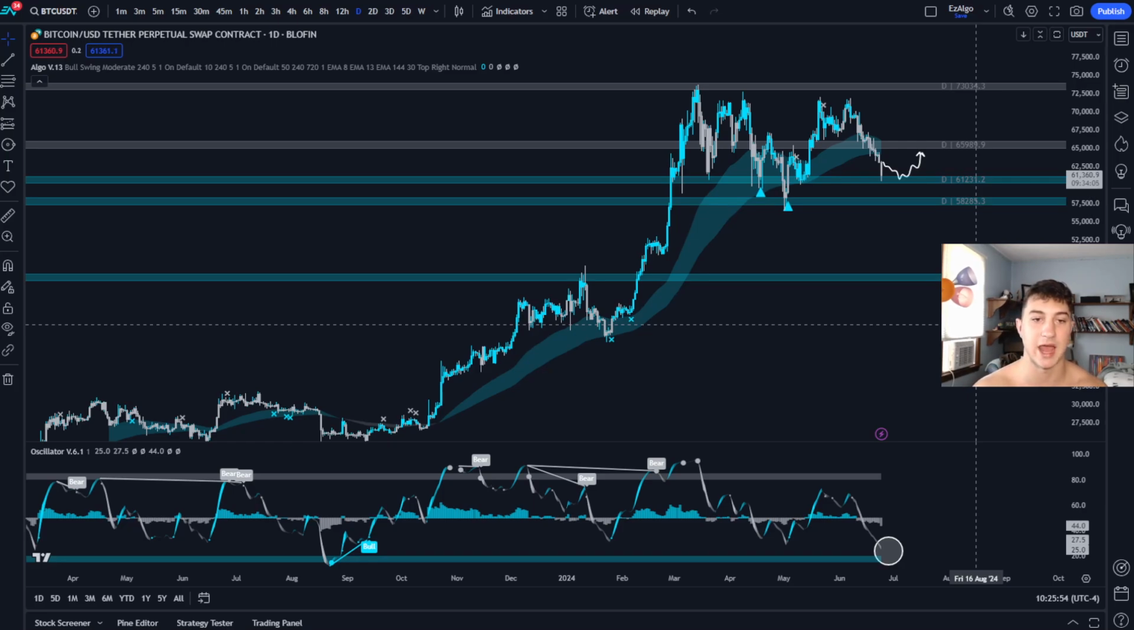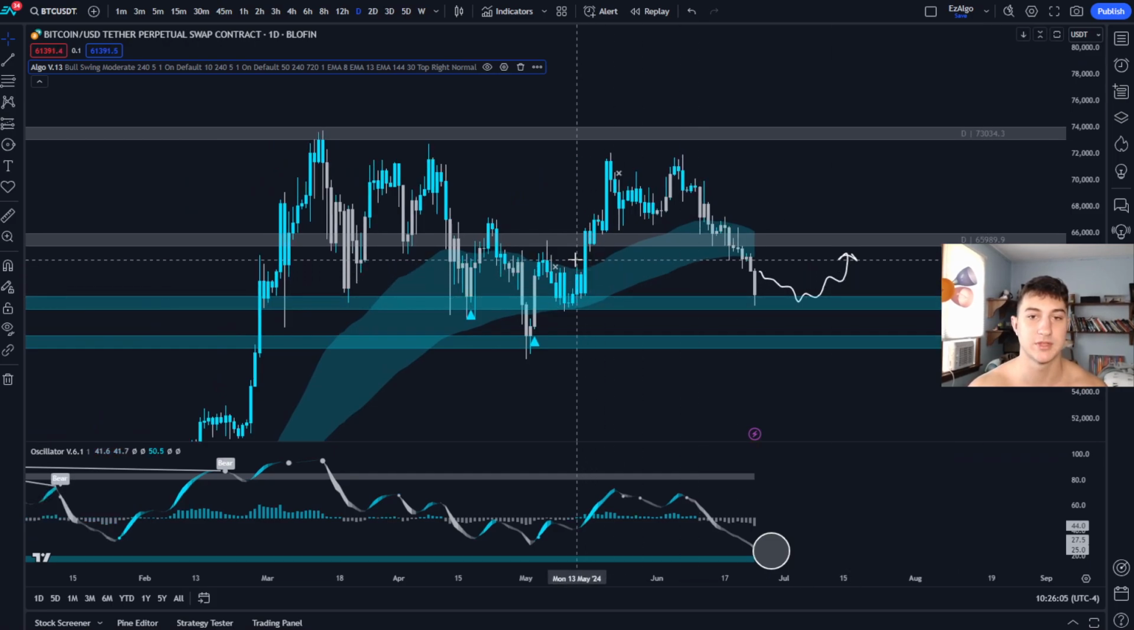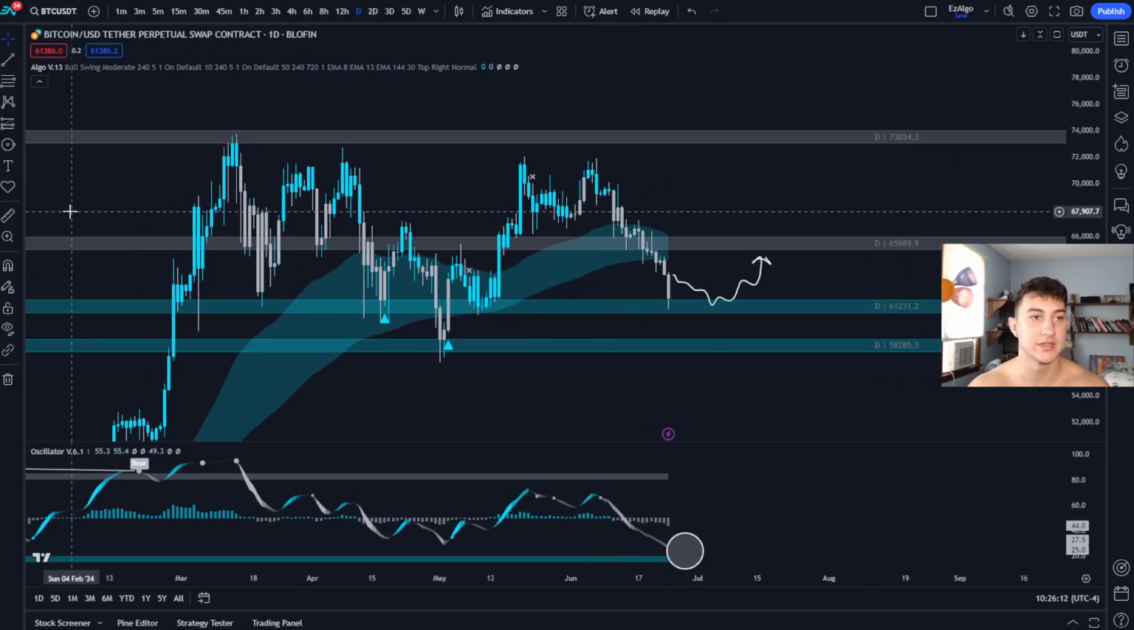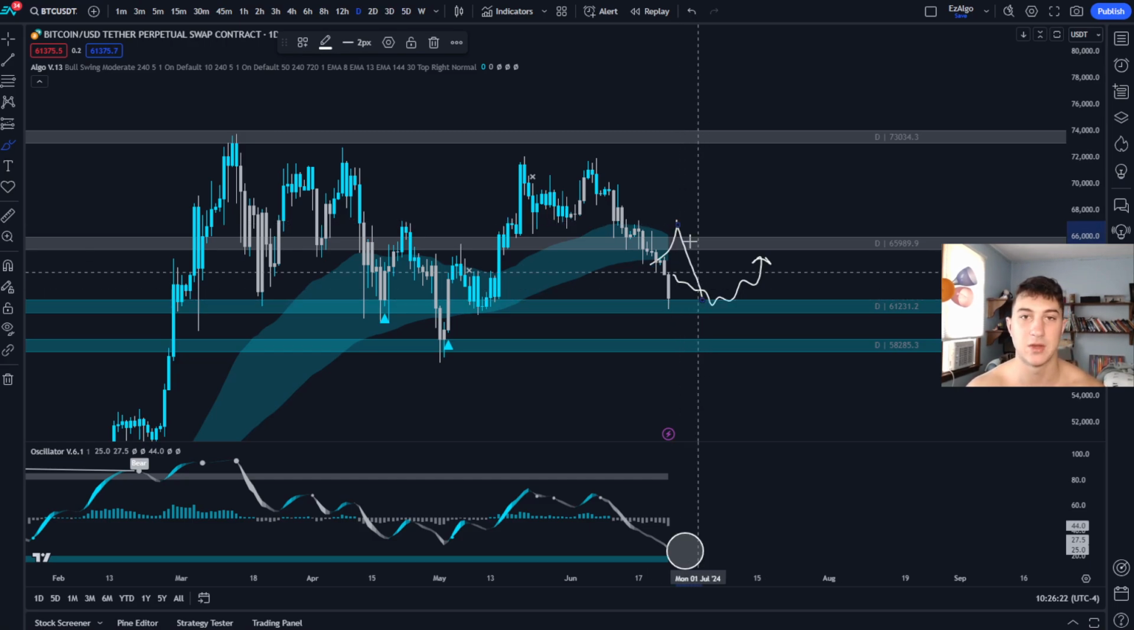Now, do we want that to happen? Obviously not. Do I think that's going to happen? Probably not, because we are still in this range, and at this very moment, we are at the range lows. Now, I did take a long position at around 64K. I wasn't expecting necessarily 64K to hold, but I was expecting some sort of bounce from this level, right? We had so many confluences here. I was expecting at least a move back to like 67K for the first take profit. And we didn't even get that.